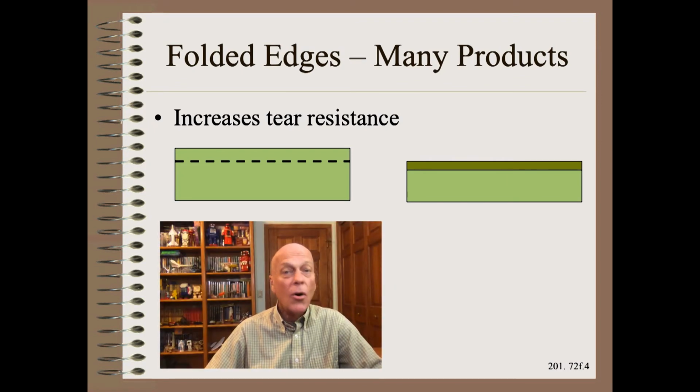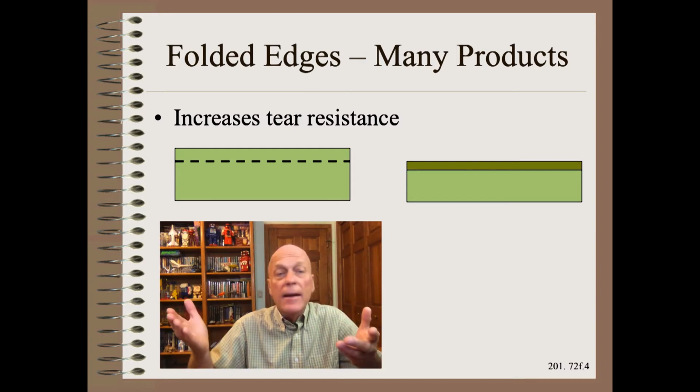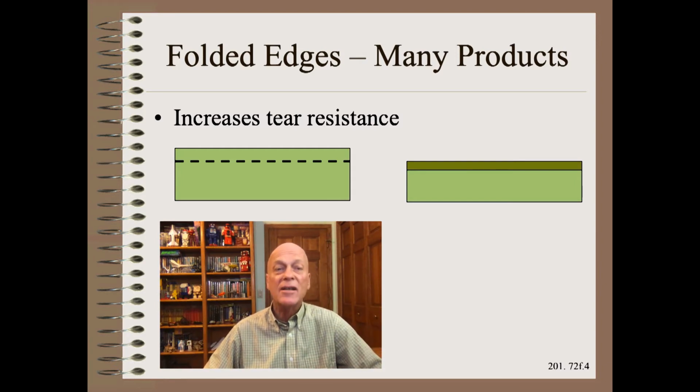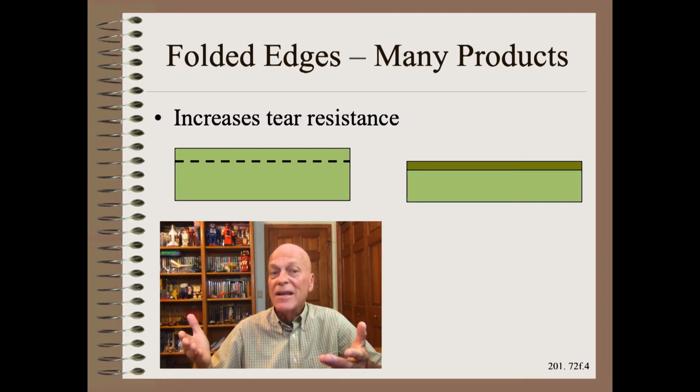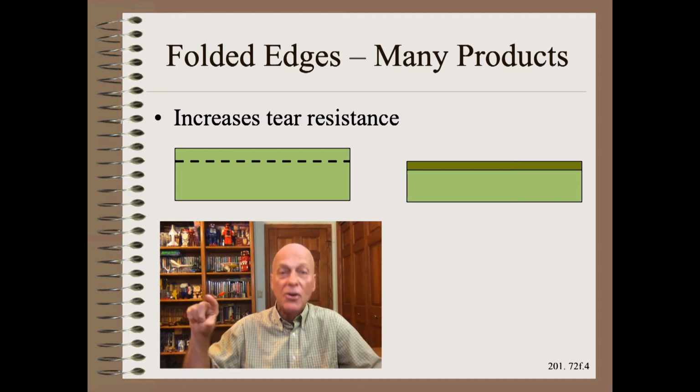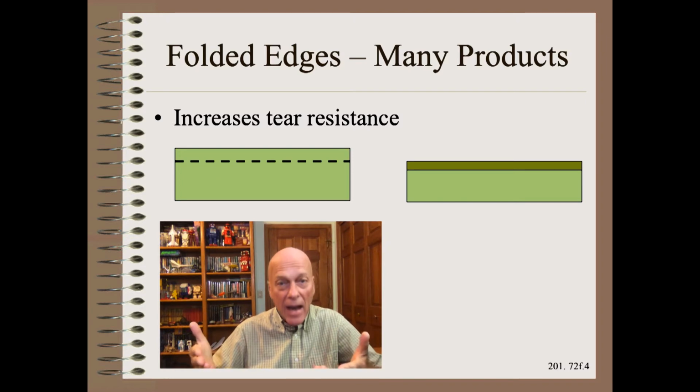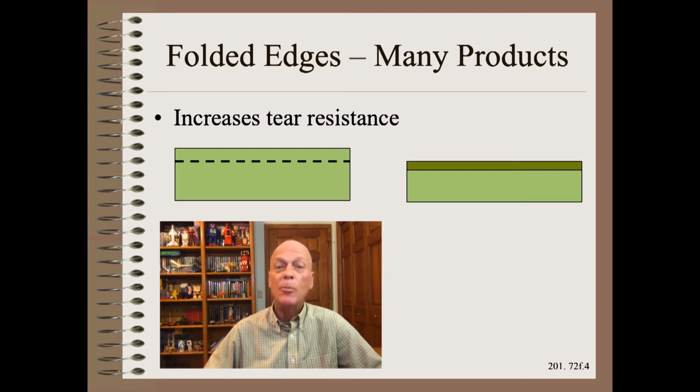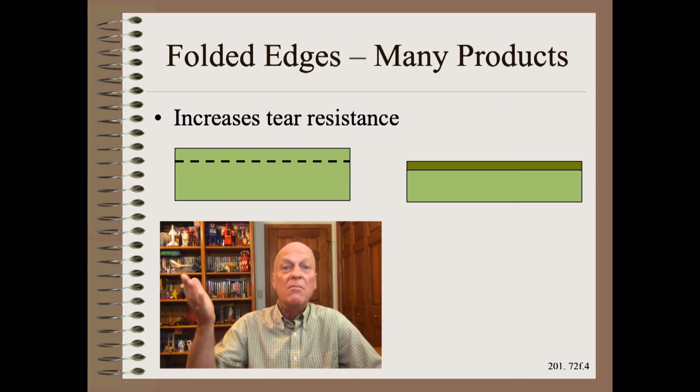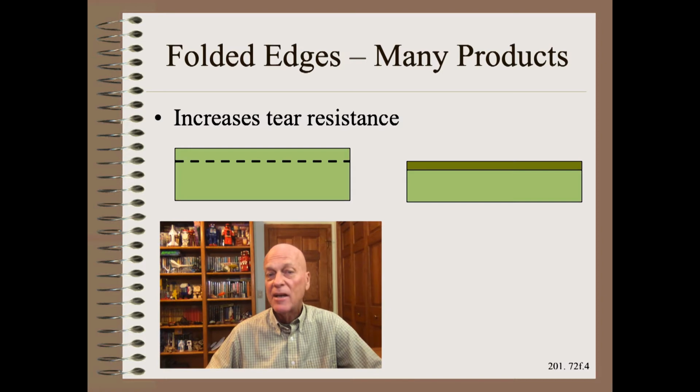Edges may be folded in converting for any number of reasons, such as increased tear resistance. Again, just as in the last slide, we have non-uniform thickness, but now we also have non-uniform modulus. This can cause troubles in mere transport through a machine and can be expected to cause extreme troubles if that product is wound.